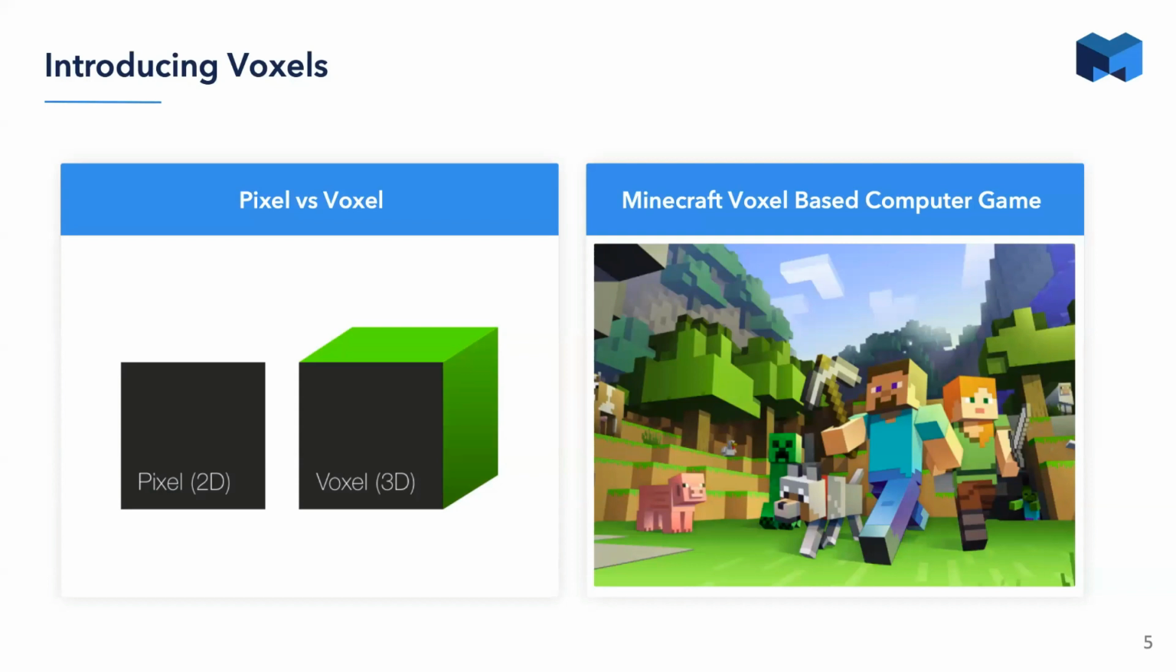So a voxel is just a 3D pixel. Some of you might be familiar with them, others not. Essentially, it's just a cube. And voxels aren't really new technology. They've been used in a number of areas for a period of time now.